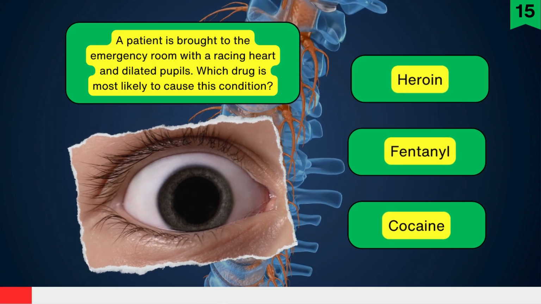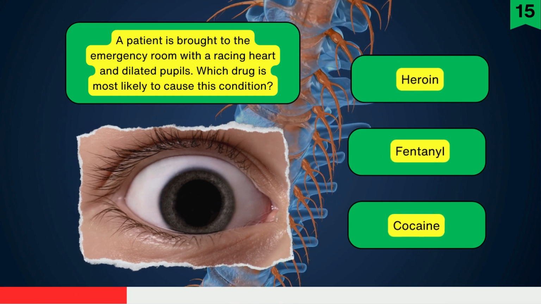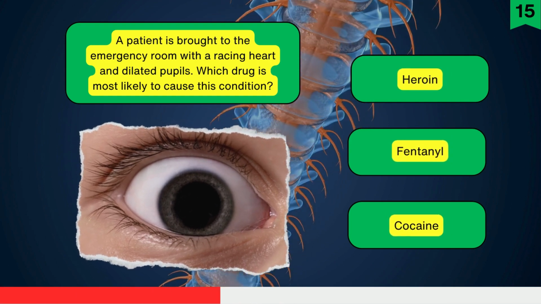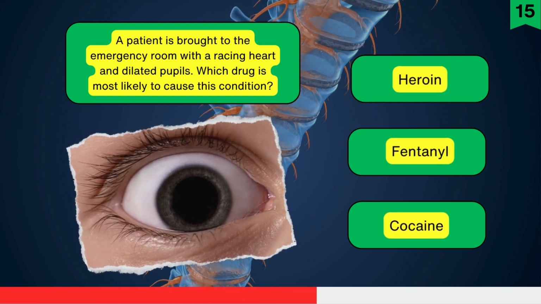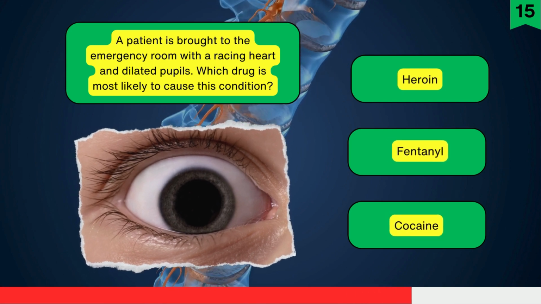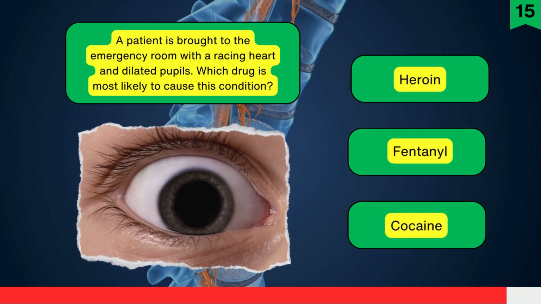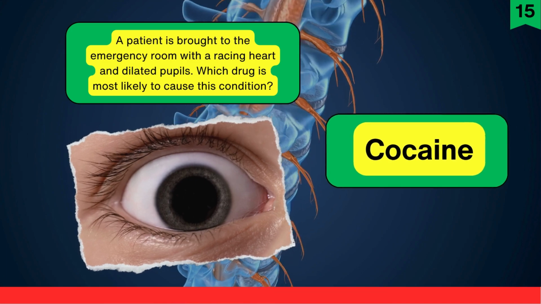Lastly, a patient is brought to the emergency room with a racing heart and dilated pupils. Which drug is most likely to cause this condition? Heroin, fentanyl, or cocaine? Cocaine toxicity can do this.